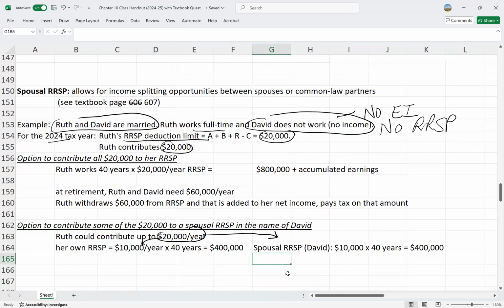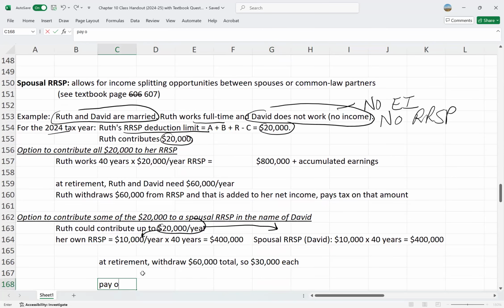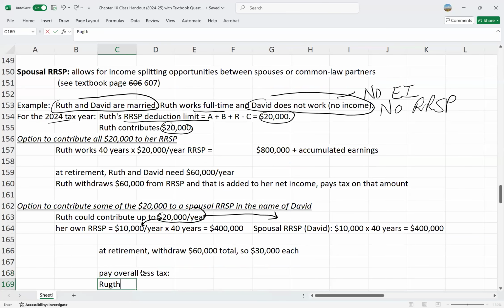And the benefit of doing that is that when they retire, they want to withdraw again 60,000 total. So basically 30,000 each. And so what will happen is they'll pay overall less tax because Ruth will only include in 3A 30,000 and David will once again in 3A only have to include 30,000.